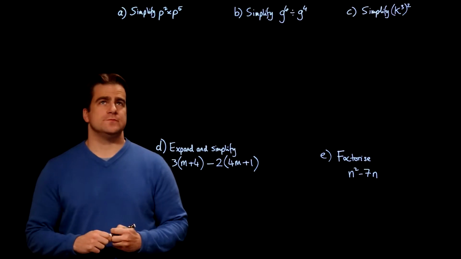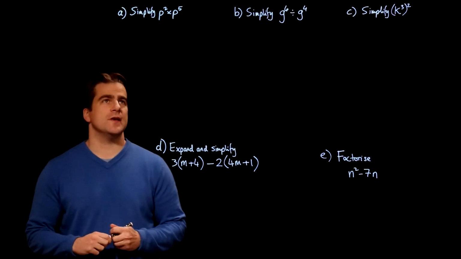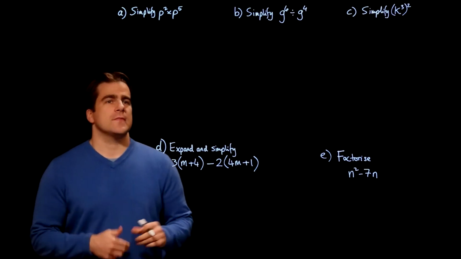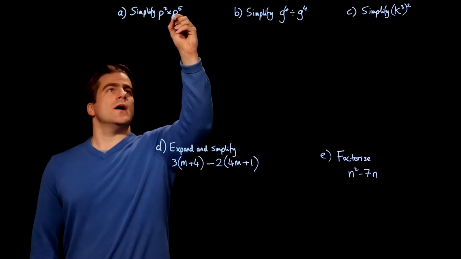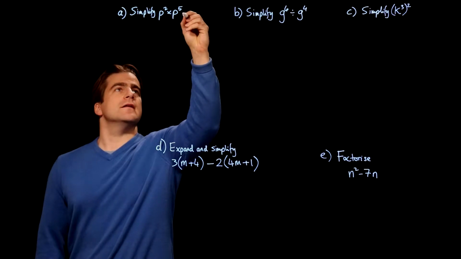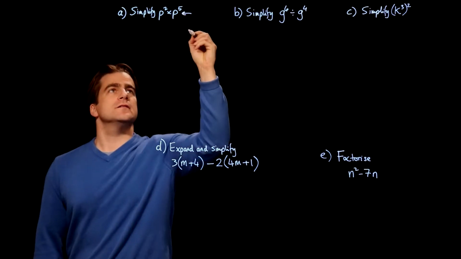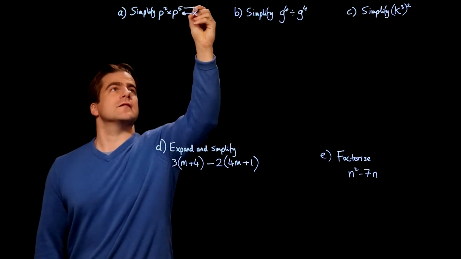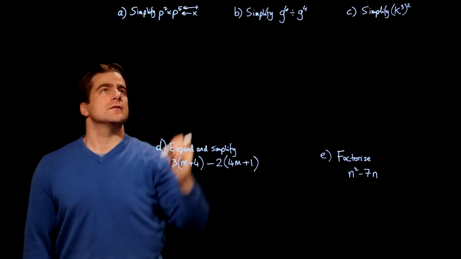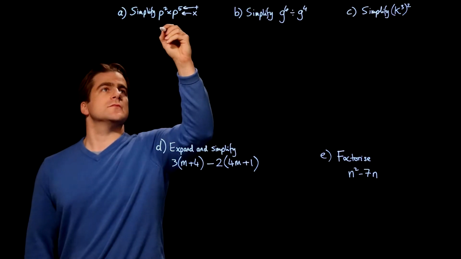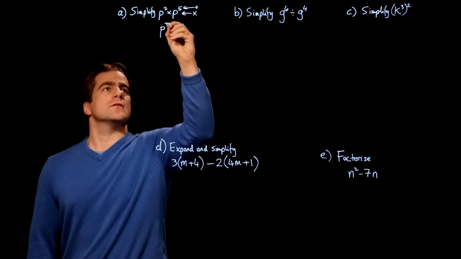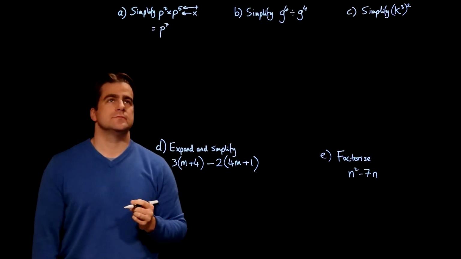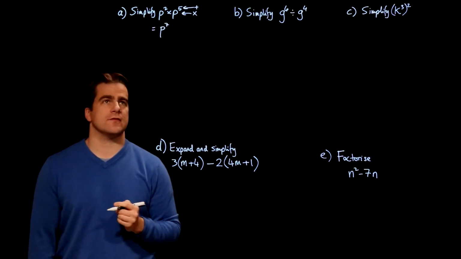Okay, question 4, part A. Simplify p squared times p to the 5. Right, well, when you're multiplying these things, you have to add these things. So 2 plus 5 is 7. That's it. P squared times p to the 5 is p to the 7.